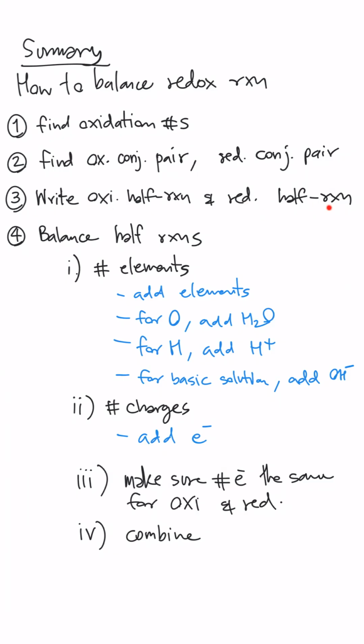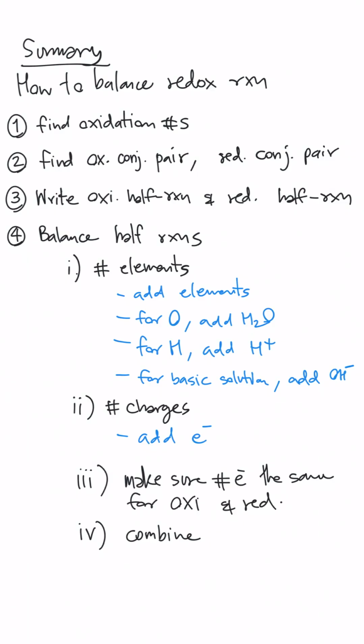For each of these half reactions, you will need to balance them. Look at the number of each element on both sides of the equation first, and then at the charge. If the number of elements is not the same, add the element so that both sides are equal. For example, if one side has 1 copper and the other has 2, you just add 1 more copper on the other side. But for oxygen, you balance it by adding water. If you add water, the number of hydrogen will not be the same. Therefore, to balance the hydrogen, you add protons.